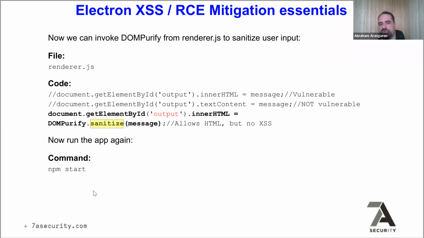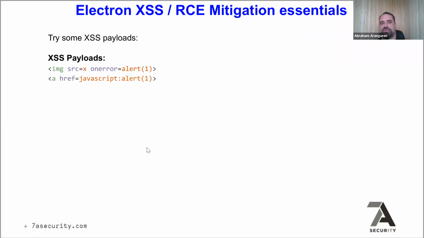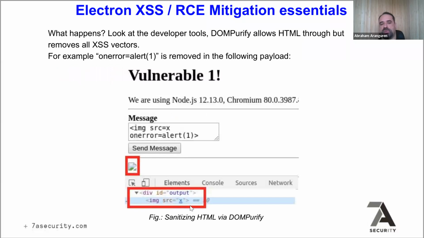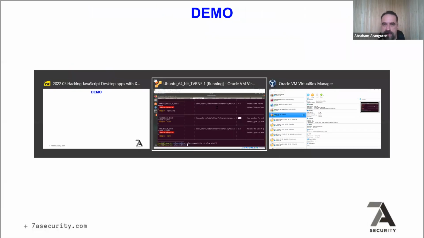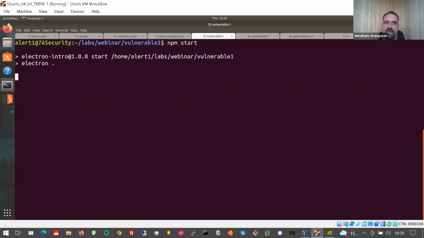If you close the application, you run npm start again, and then you try some payloads. So for example, this is an image with an onerror handler, this is an href with JavaScript, and then you try that, and you can see that all the JavaScript stuff has been removed, even though the HTML injection is still there because some HTML is still allowed. The JavaScript has been removed, right? So that is the purpose of using DOMPurify in situations where you actually have a requirement to allow some HTML. So with that, let's do this demo.